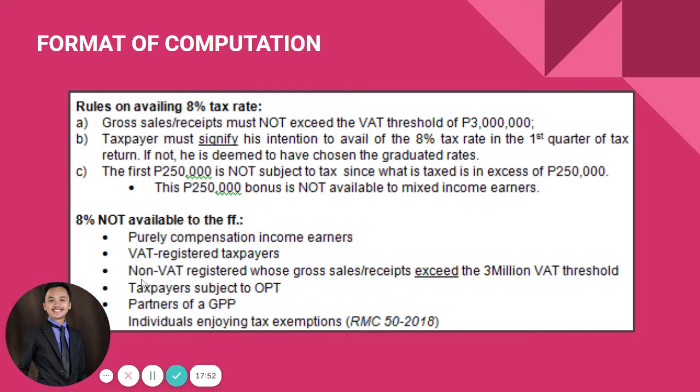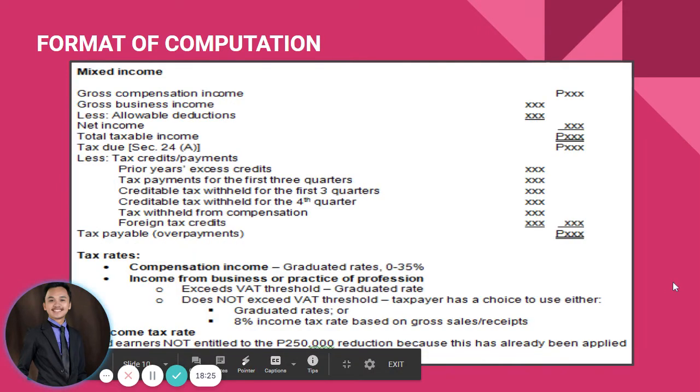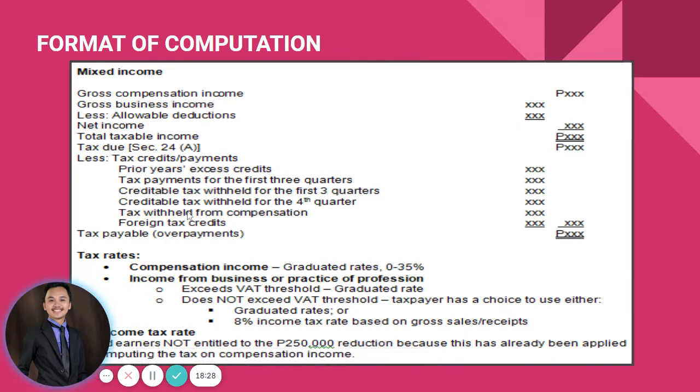Or not VAT registered ka pero your sales exceed 3 million, then therefore you are not also allowed to use the 8% preferential tax rate. And taxpayers na subject to other percentage tax or OPT. Another is partners of a general professional partnership and those individuals enjoying exemptions. So that is from RMC 50-2018, also not allowed to use the final 8% preferential tax. Now this time let's proceed with the format.